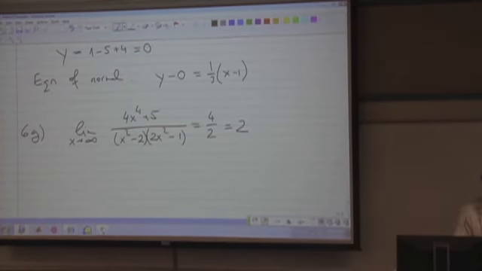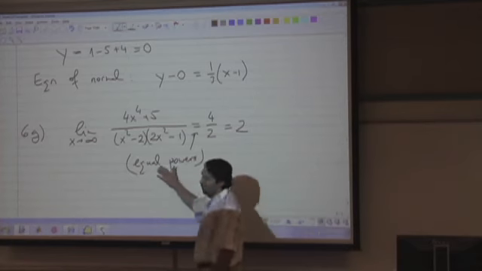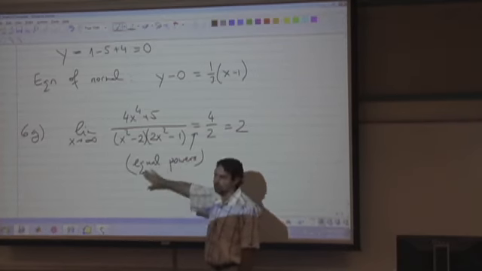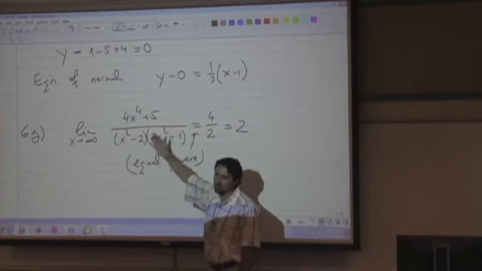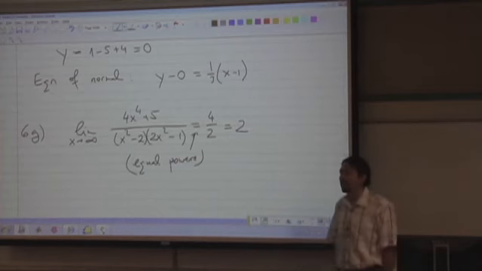Is that all the work we have to show on the exam? As long as you basically say in words what I more or less just said, then yes. Basically, if you say they have equal powers, then you look at the ratio of coefficients, then yes. Yes. Could you do 6H?